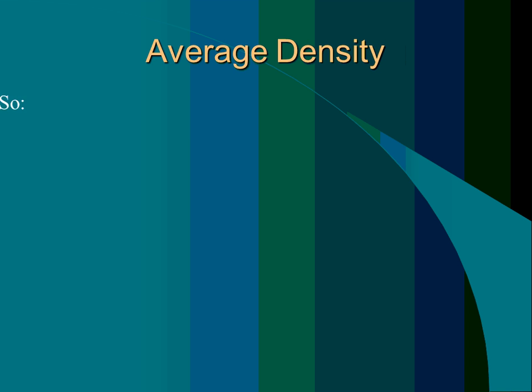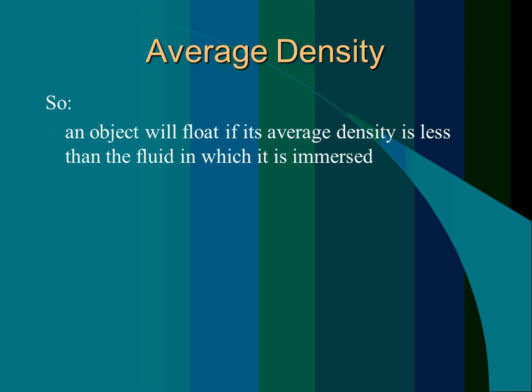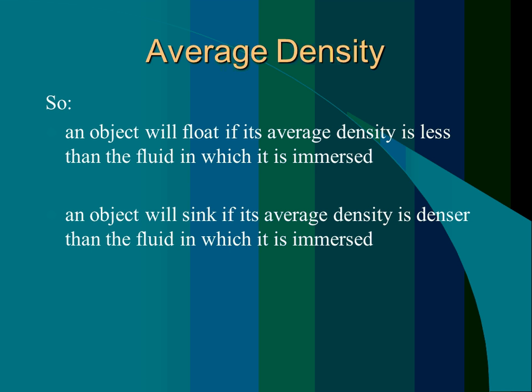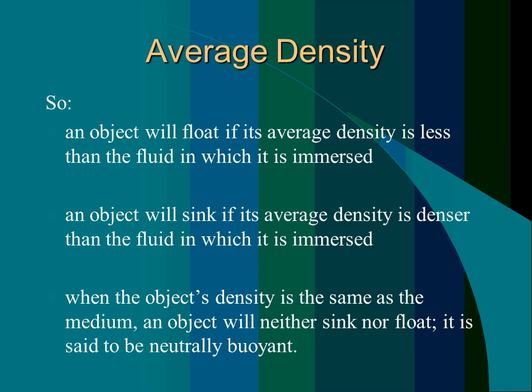Average density. So, I'm going to wrap it up here. An object will float if its average density is less than the fluid in which it is immersed. An object will sink if its average density is greater than the fluid in which it is immersed. When the object's density is the same as the medium, an object will neither sink nor float. It is said to be neutrally buoyant.